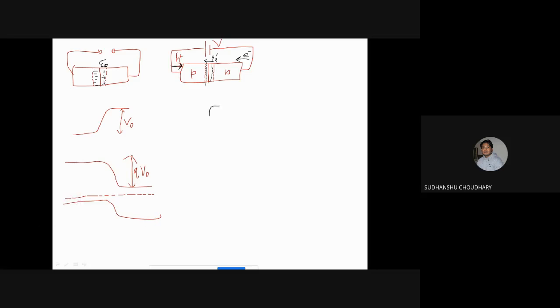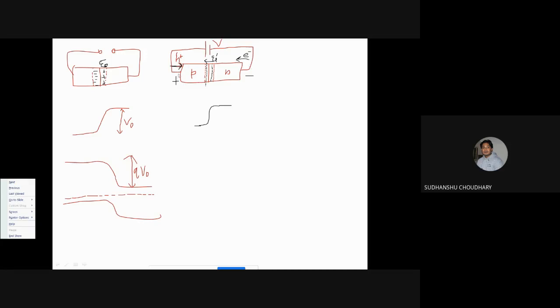So we have a reduced potential across the junction. So that is reduced now. Since we are applying the positive terminal of the battery at the P side and the negative terminal on the N side, the energy bands will also change. The positive terminal will push down the energy bands on the P side, and the negative terminal will pull up the energy bands on the N side.